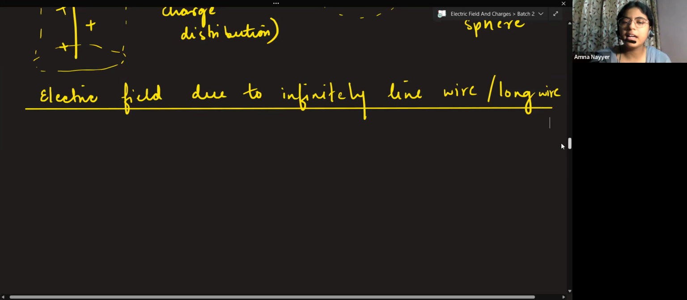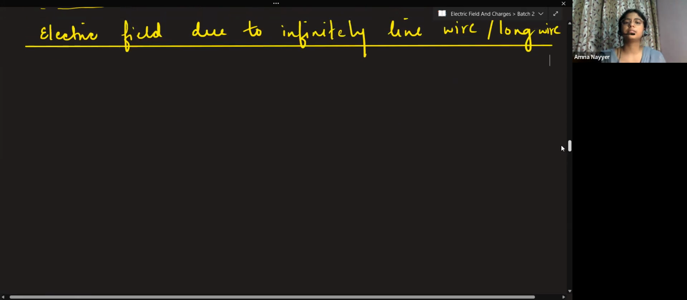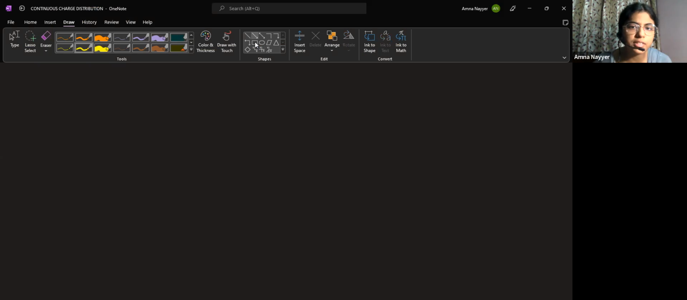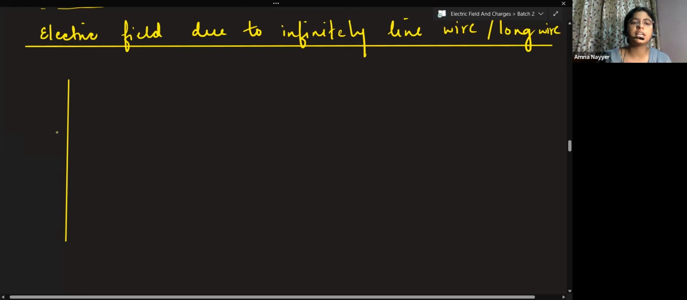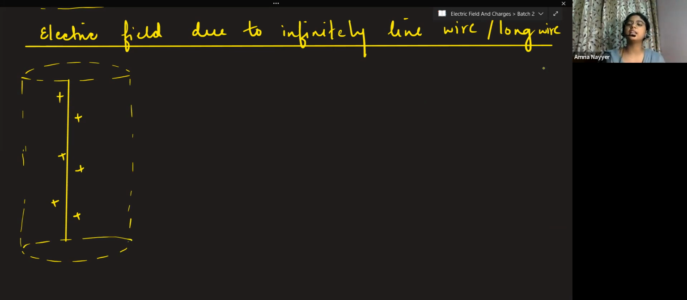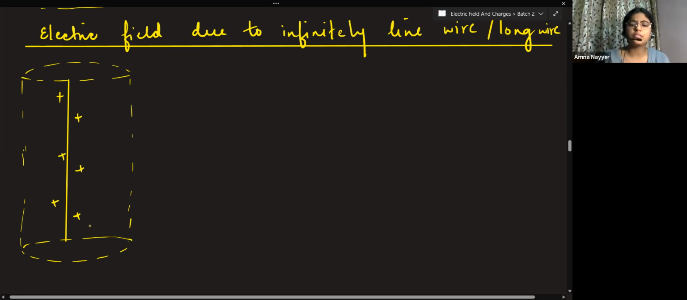Now again, if I have a line charge with me, what is the Gaussian surface that we choose for a line charge? Cylinder. So if this is the line charge that I have and charges are present on this, I have to draw a cylindrical surface. Now this will be the Gaussian surface. Now the charges are enclosed. And let's say the radius, or the separation, is small.